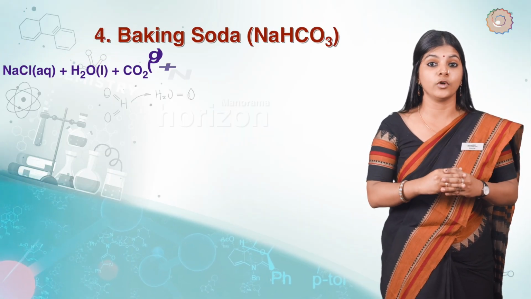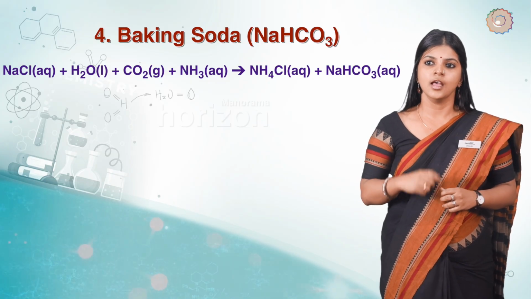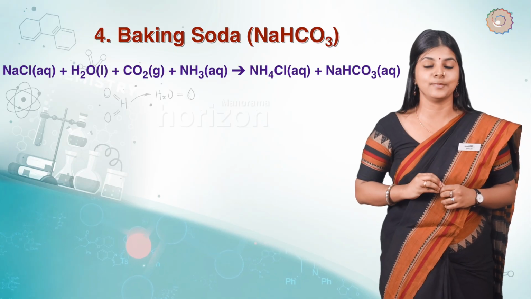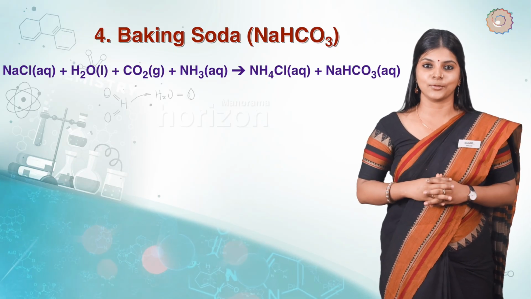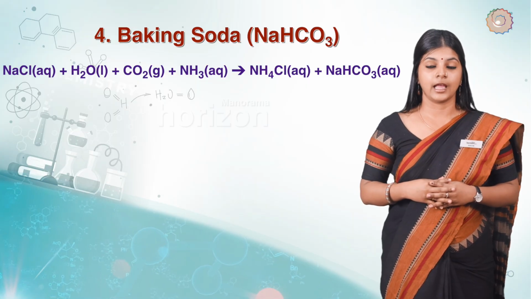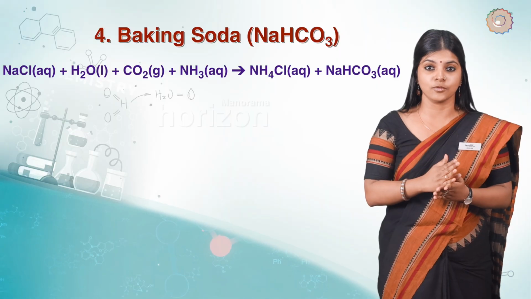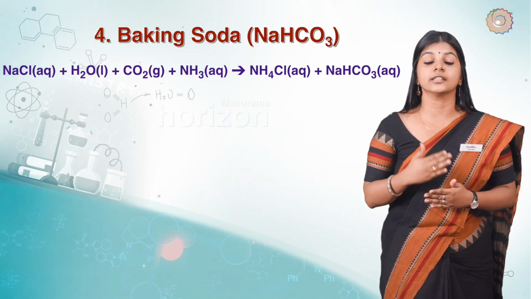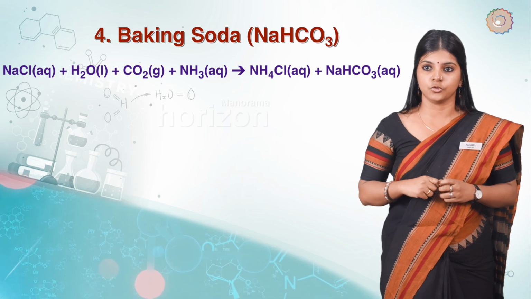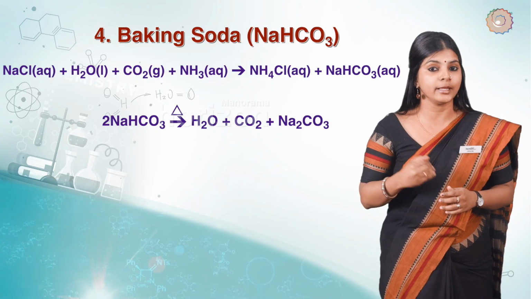Chemically, it is sodium hydrogen carbonate, which is NaHCO₃. The soda that we commonly use in the kitchen for making tasty crispy pakoras is baking soda. It is also sometimes used for faster cooking. And how can you obtain baking soda? It is obtained from sodium chloride, water, carbon dioxide and ammonia. Baking soda, which is NaHCO₃, when heated gives rise to carbon dioxide, water and sodium carbonate.